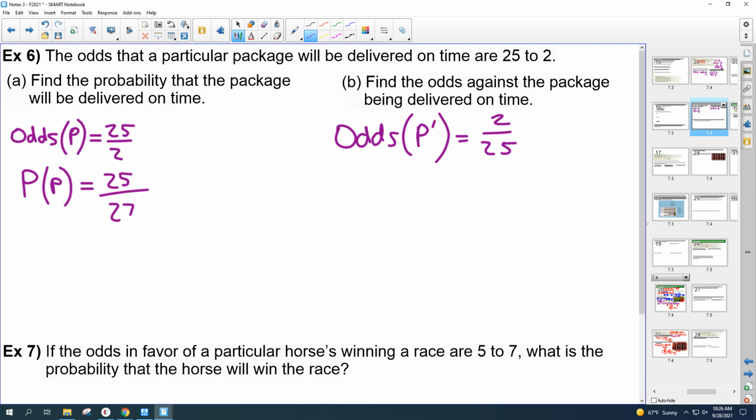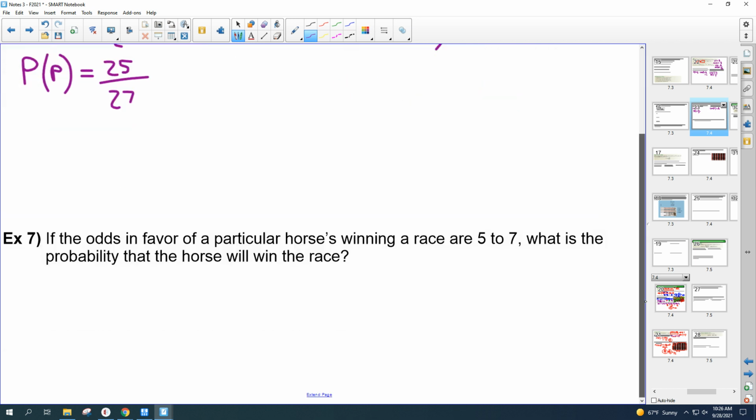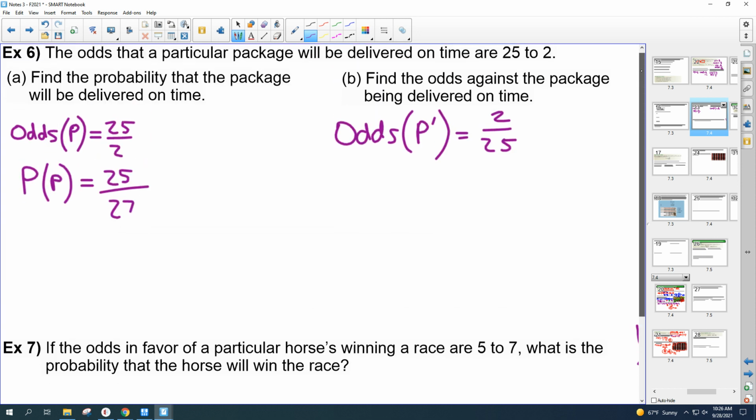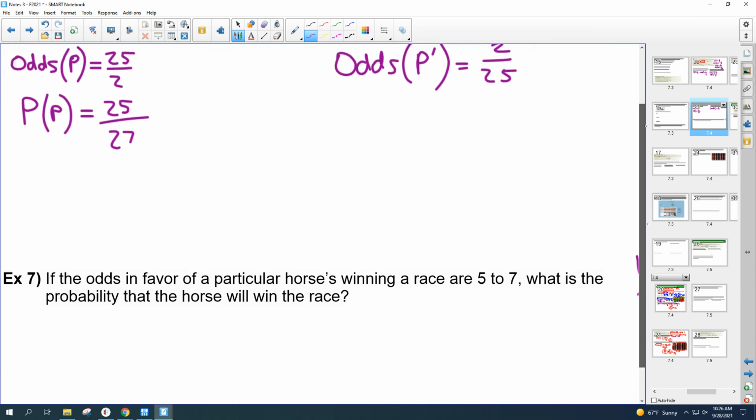The total is still 27, right? The total is still 27, but the odds you have to reverse. And both of those things say the same thing. All of those numbers right there say the same thing.